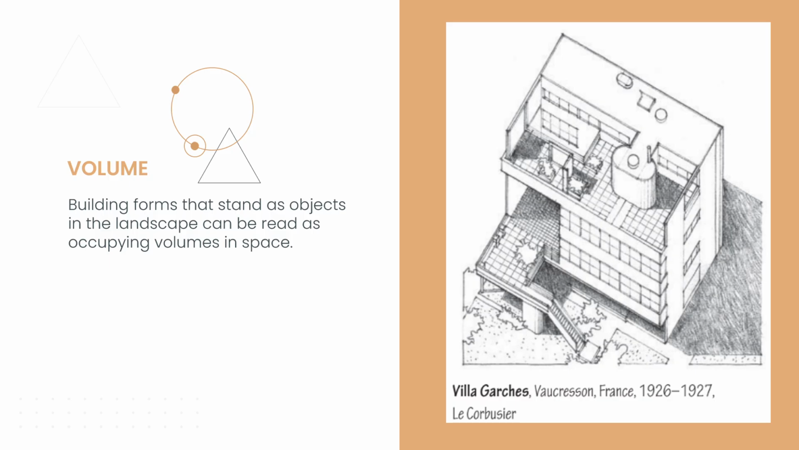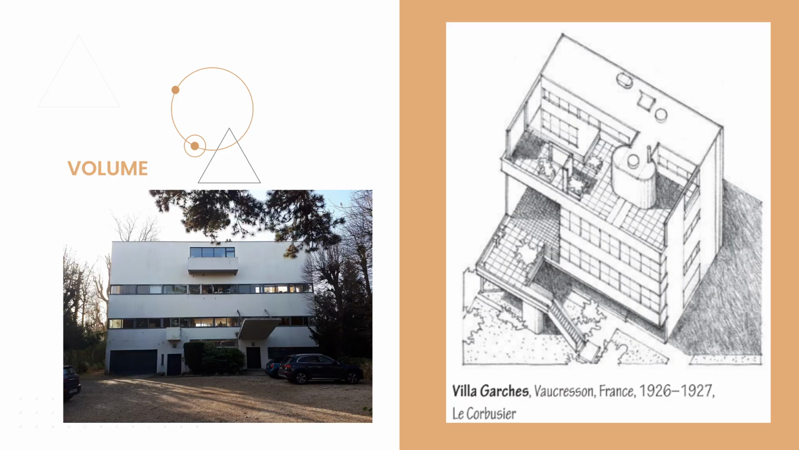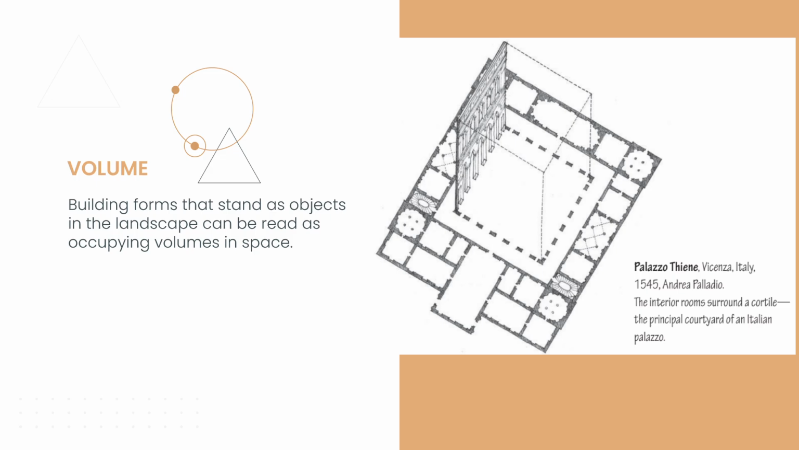Building forms that stand as objects in the landscape can be read as occupying volumes in space. This is the Villa Garches, also in France, designed by Le Corbusier. This is what it looks like in actual. Like this one, the Palazzo Thiene in Vicenza, Italy, designed by Andrea Palladio, a Renaissance advocate. Interior rooms surround a cortile, the principal courtyard of an Italian palazzo.